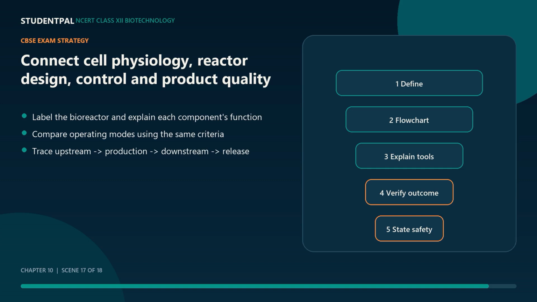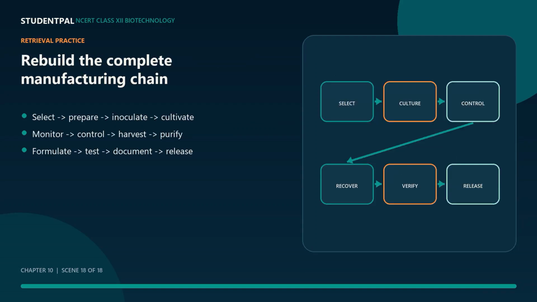contamination risk. Write upstream processing from cell bank and medium through inoculum and sterilization. Write downstream processing from clarification or disruption through capture, purification, formulation, and storage. In calculations, show formula, substitution, units, and interpretation. End with identity, potency, purity, safety, stability, and complete records. Close your notes and rebuild the chapter.